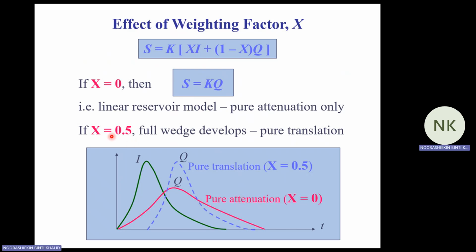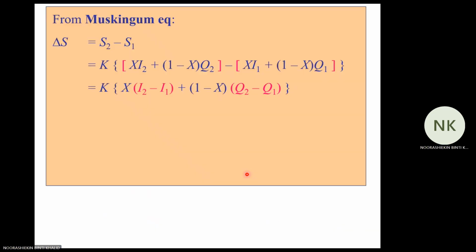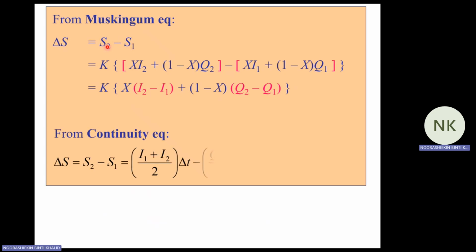When X equals 0.5, you get the full wedge developed. This one we call pure translation. Right, this one you already know. So in the Muskingum equation, there are changes of storage. You get this equation for changes of storage.